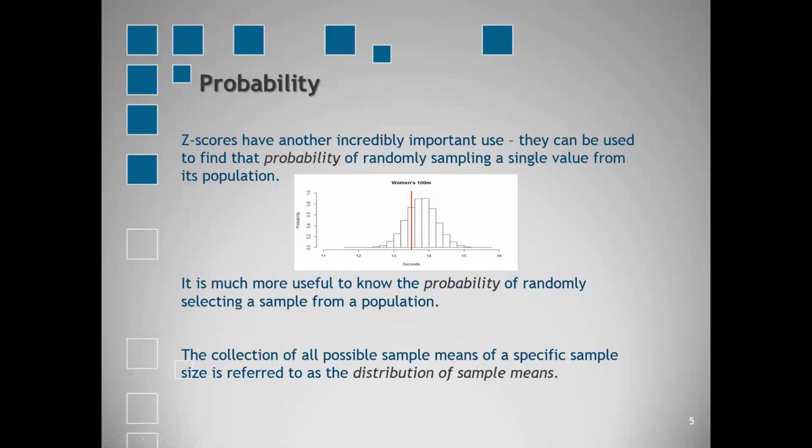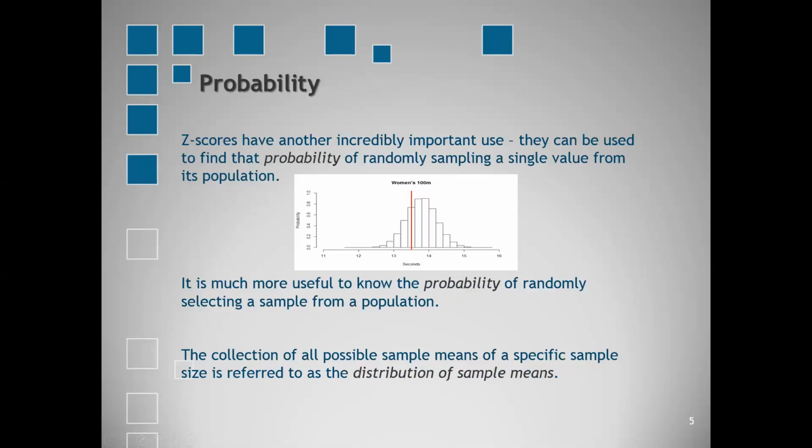Z-scores have another incredibly important use. They can be used to find the probability of randomly sampling a single value from its population. Going back to the women's 100-meter dash, which had a mean of 13.79 and a standard deviation of 0.43, suppose we want to know the probability of randomly selecting a runner who completed the race in under 13.5 seconds. If we look at the histogram of the population of runners, we want to know the proportion of runners that fall to the left of the vertical red line.